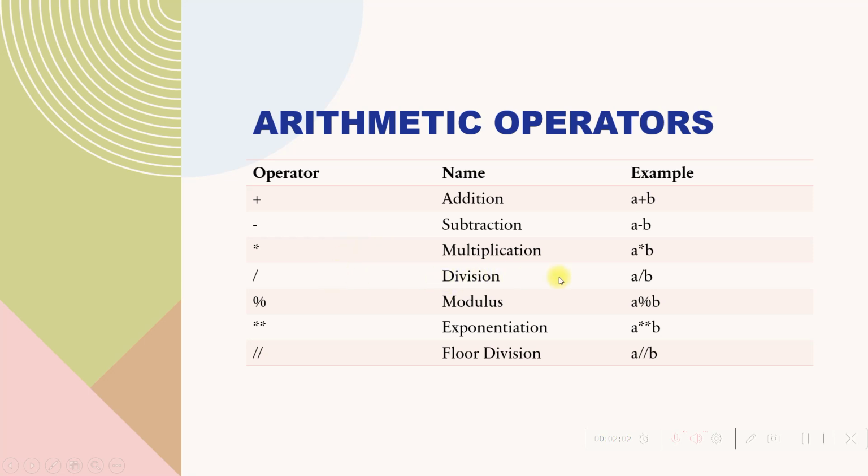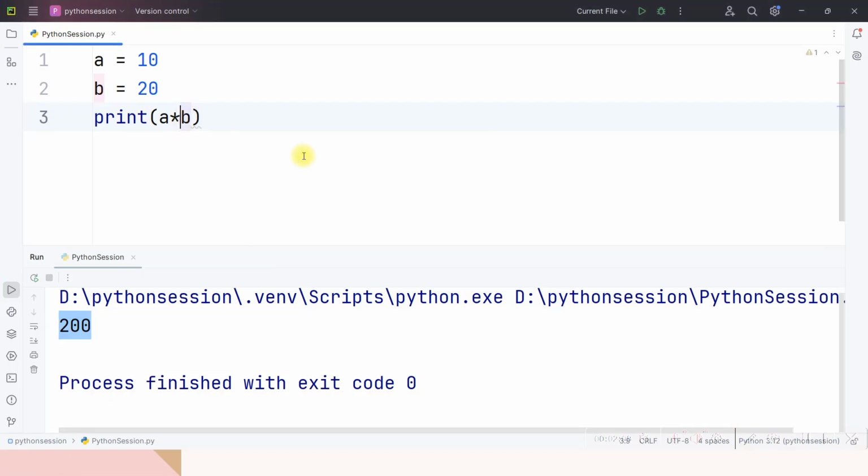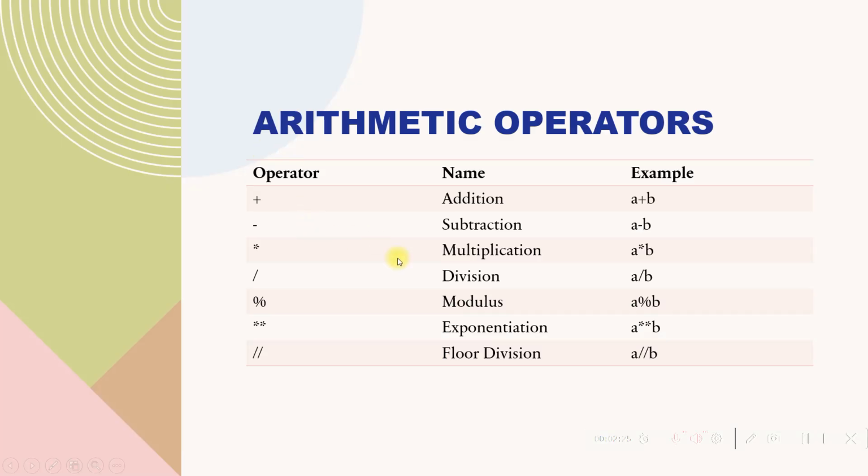Then we have the division operator, and the single slash is used to denote the division operator. We'll apply this division operator here and rerun our code. We are getting the response as 0.5, because 10 divided by 20 becomes 0.5.